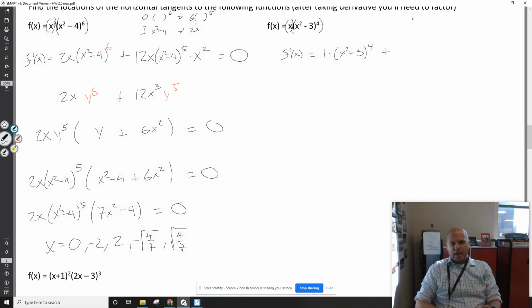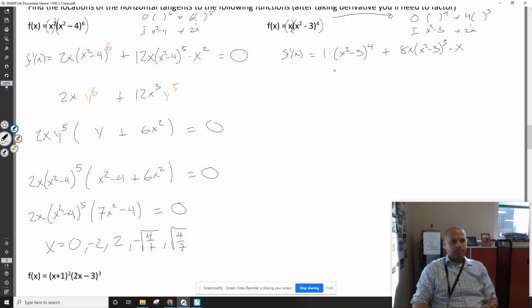Add the derivative of the second one. To take the derivative of the second one, I need to use the chain rule, an O and an I. The derivative of O, 4 stuff cubed. The derivative of I, 2x. I can multiply the 4 and the 2x together. Don't multiply by the stuff in there. So I get 8x, x squared minus 3 cubed. That's the derivative of the second piece. Don't forget to multiply by the first to conclude the product rule.